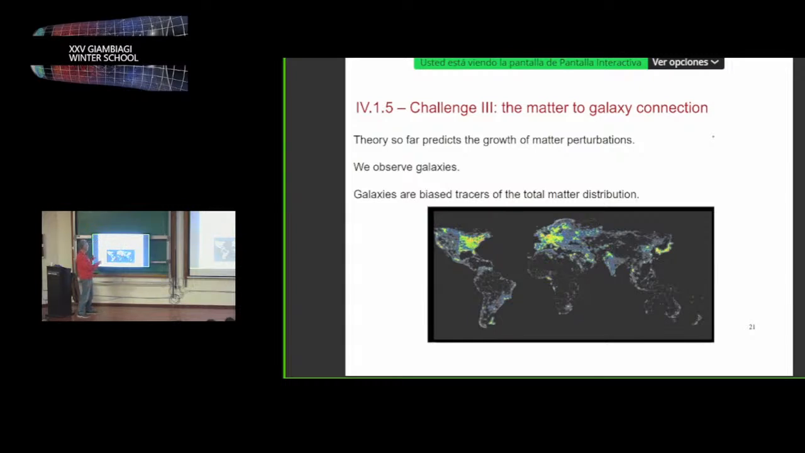So suppose the light is where galaxies are. So what is the relation between galaxies and the dark matter? So how do we do this? We have to find a connection between galaxies and the dark matter. And this is called galaxy bias. The name is galaxy bias. So how do we do that?